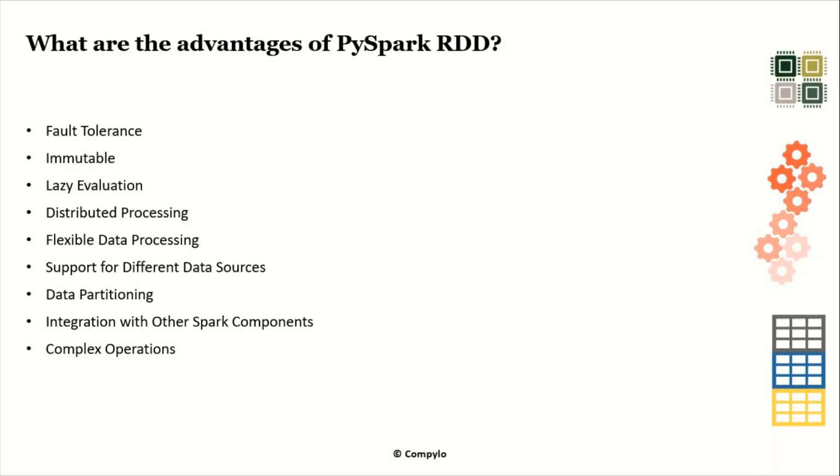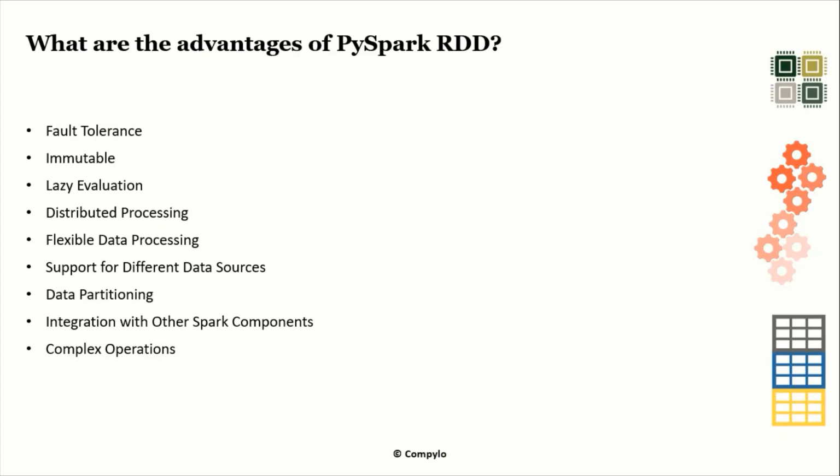The first advantage is fault tolerance. RDDs are designed to be resilient, meaning they can recover from failures. If a partition of an RDD is lost, Spark can recompute it using the lineage information of the transformations applied to create that RDD. RDDs are immutable, meaning once created, they cannot be changed. This property helps prevent issues related to shared state and ensures consistent data processing across distributed systems.